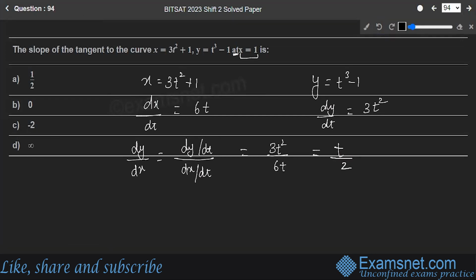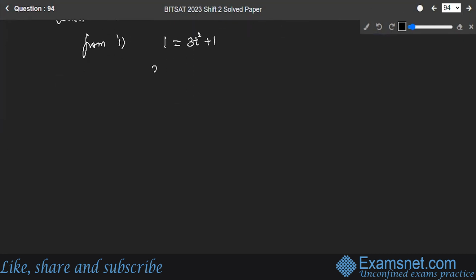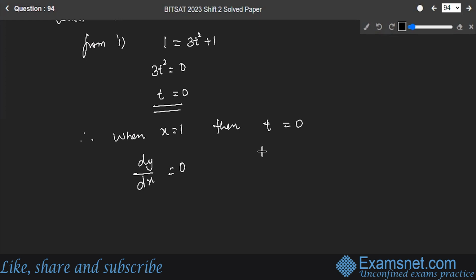Right? But from equation 1, when x is equal to 1, you have 1 is equal to 3t squared plus 1, or you have 3t squared is equal to 0. That gives you t's value as 0 only. Therefore, when x is equal to 1, then you have t is equal to 0. That means dy by dx will be equal to 0 at x is equal to 1.